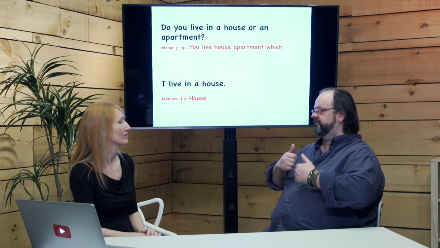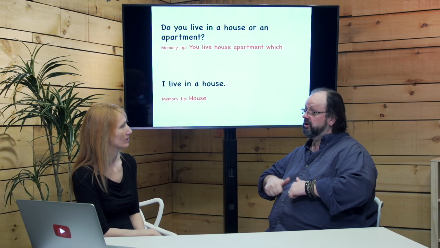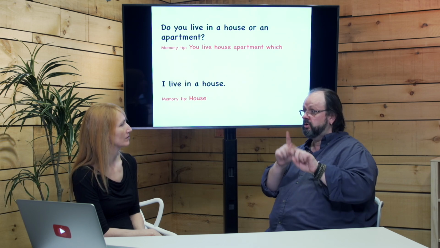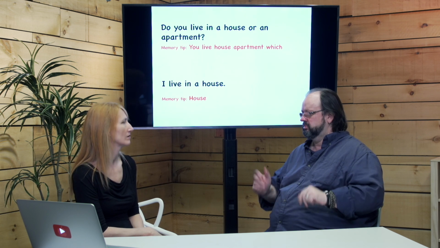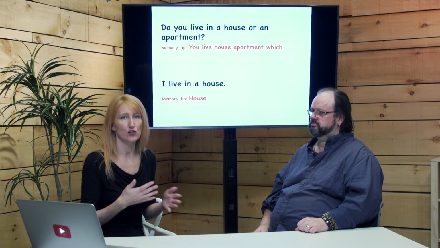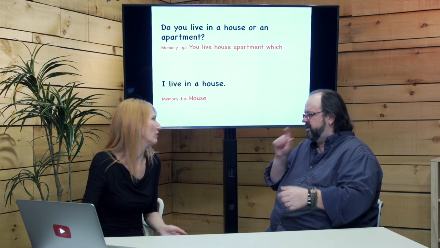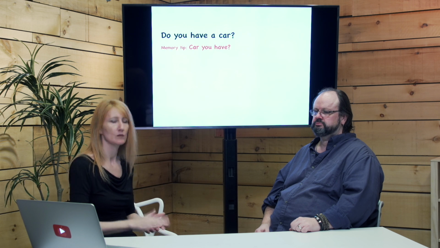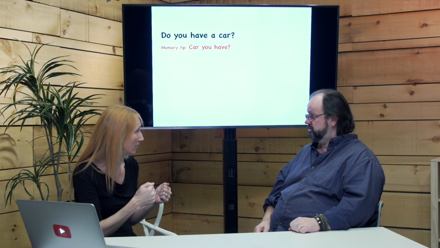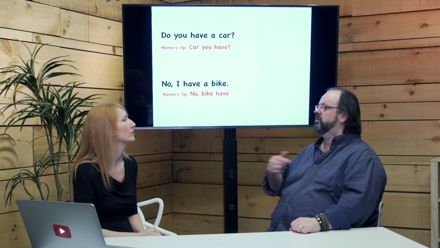I live in a house. So if you're asked if you live in a house or an apartment, you would just reply house. You wouldn't say I live in a house. Right. No point in repeating. Do you have a car? No, I have a bike.